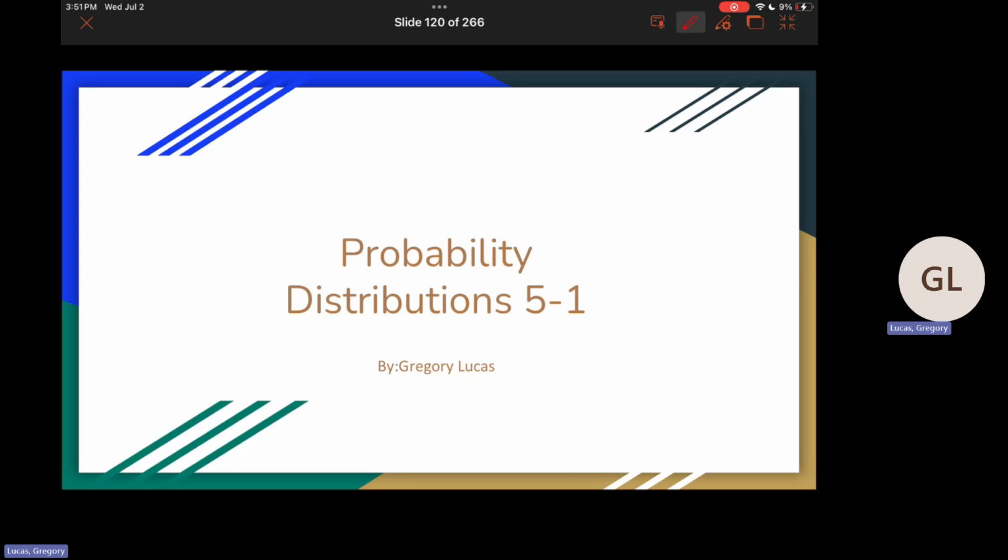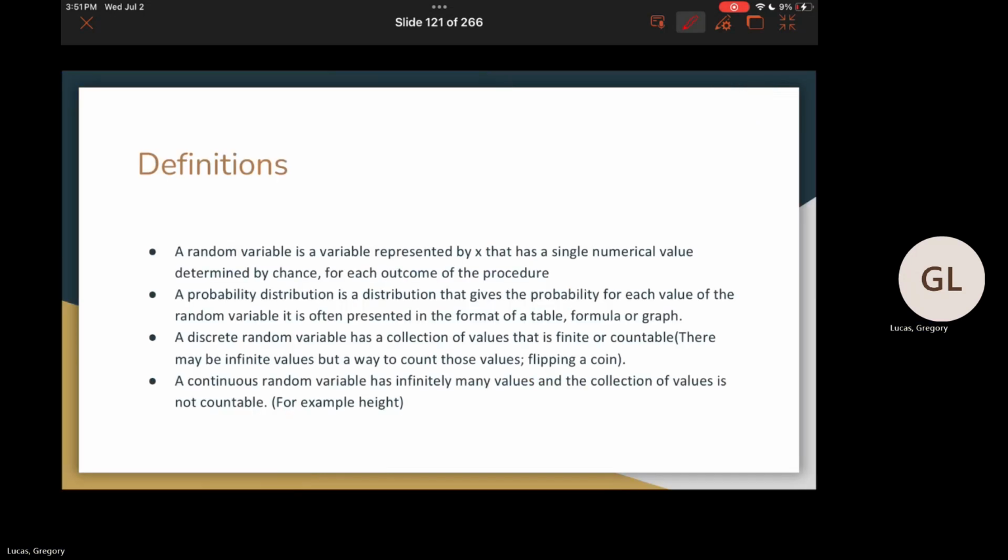Hello, everyone. Today we're going to start talking about probability distributions. Let's start with some definitions.